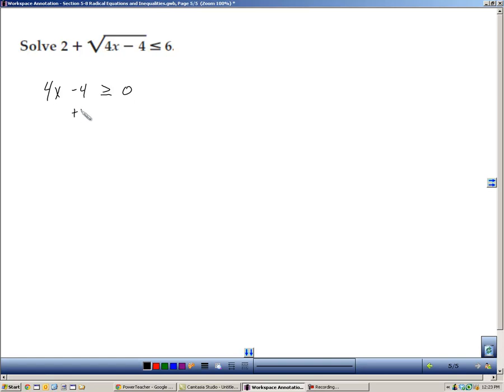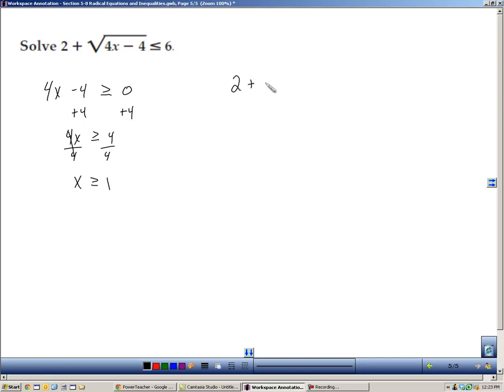So let's solve this first by adding 4 to both sides. And then we'll divide both sides by 4. And we find out that x is going to have to be bigger than or equal to 1 in our solution, because anything smaller than 1 is going to create a negative in this radicand, and we can't have that.